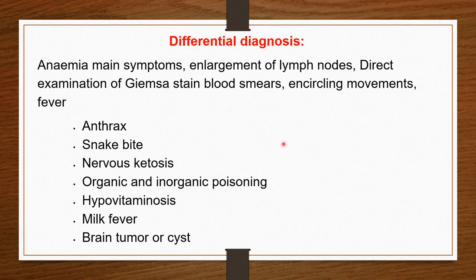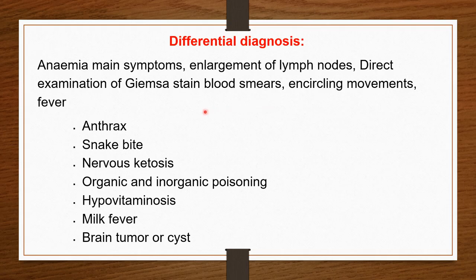Coming to the differential diagnosis, similar symptoms are observed in many other diseases. But here in trypanosomiasis, anemia is the main symptom. There is enlargement of the lymph node. Direct examination of a Giemsa stained blood smear is confirmatory. There is encircling movement of the animals and fever. These are some of the characteristic symptoms by which we can make the diagnosis, and the Giemsa stained blood smear is the more confirmatory.